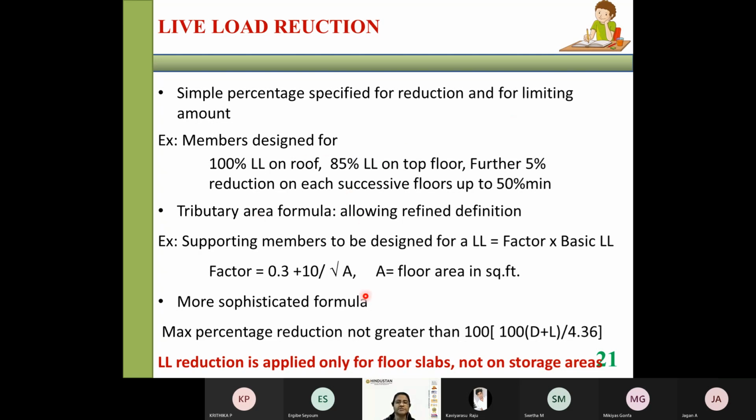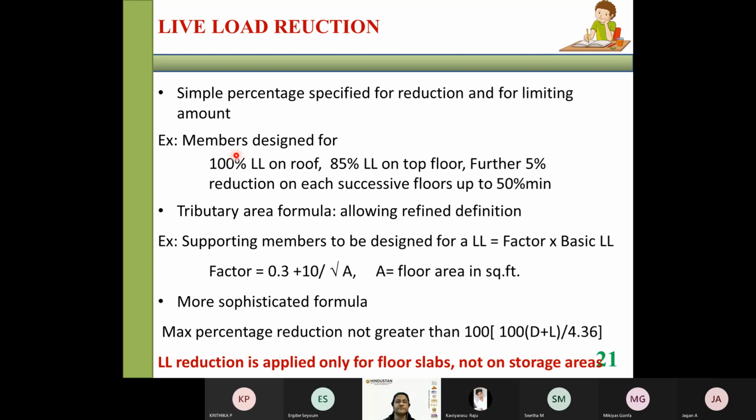Some empirical relation is given there. It is not exhaustive. Depending upon the situation we can take it. So for example, members designed for it can have a 100% live load on the roof. Why again?